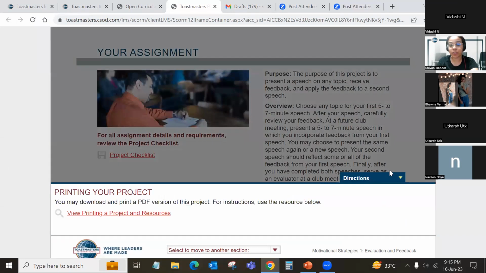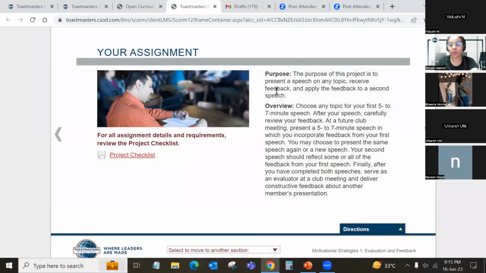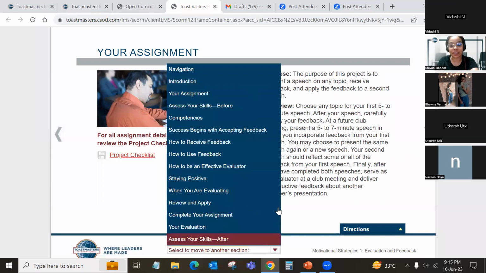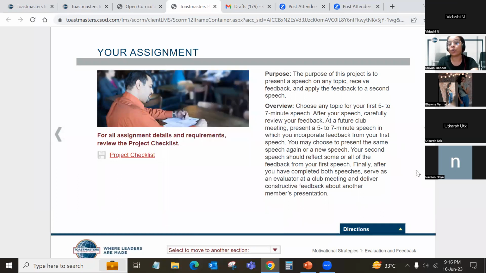The purpose of this project is to present a speech on any topic, receive feedback, and apply the feedback to a second speech. And this is the overview. Once you go through all these points by going ahead with this arrow, you will understand the purpose of this project, and they will guide you. They have all the materials in there to help you prepare. However, the speech needs to be your own personal speech where you write your thoughts, but they give you a little overview of what is expected, right?